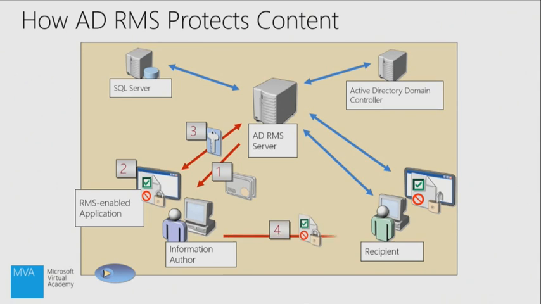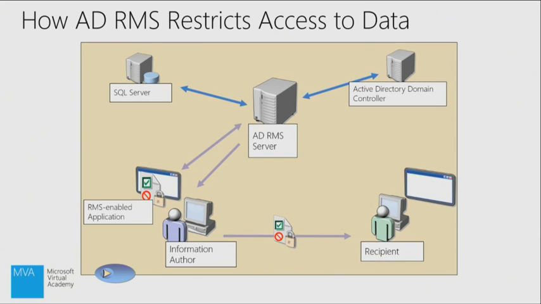Once that's done, the AD RMS protected content file is sent to the recipient. I send it to somebody, I publish it somewhere, and it sits waiting to be read. In the next step, once that's done, how do we restrict access to that data? What happens on the recipient side?